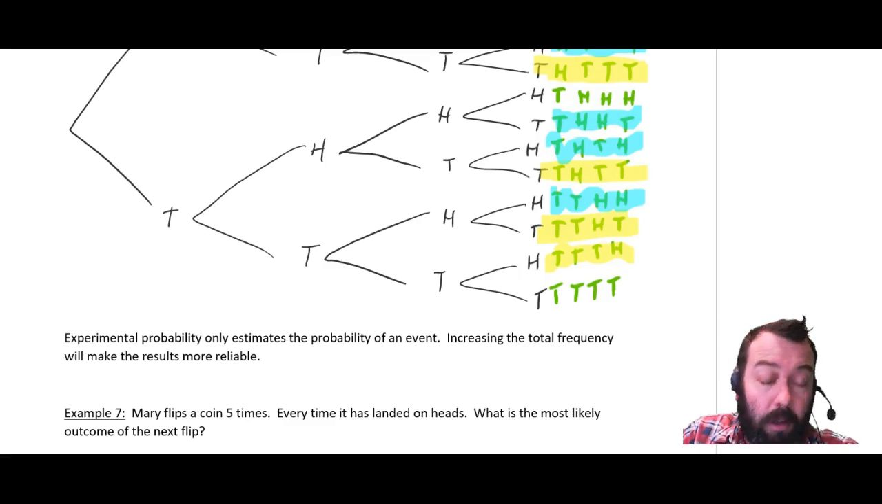And this is the basis of a lot of science, really. Lots of scientific experiments need to be done a lot of times to make sure that your results are reliable.